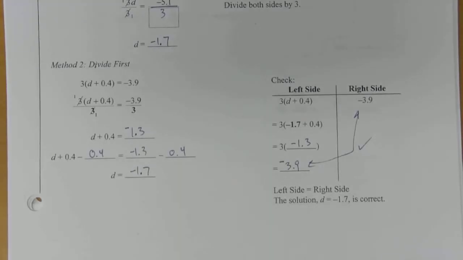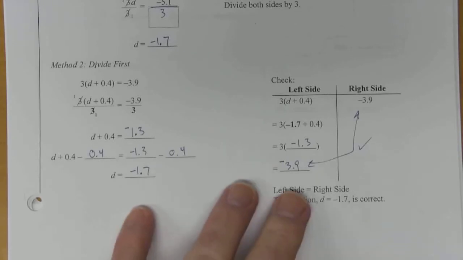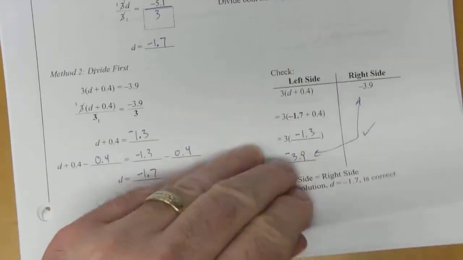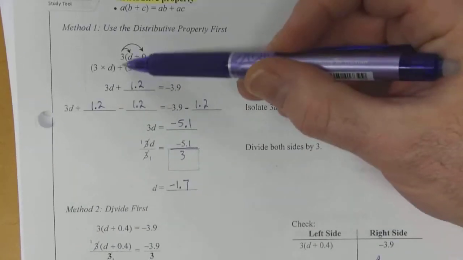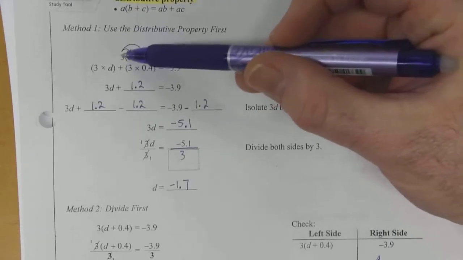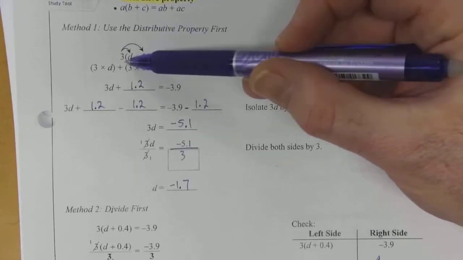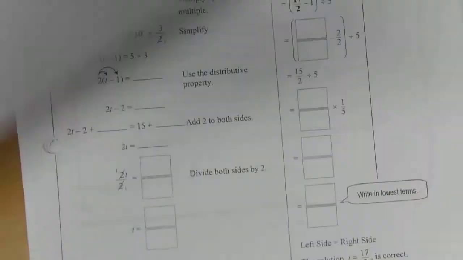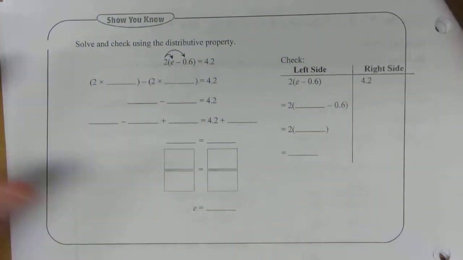So that's the process. Depending on the numbers, the distributive property is going to be an easier process to go through. So you multiply the coefficient across all of the terms that are inside its brackets. So now you've got an opportunity to practice it with a show you know. Give it a go.